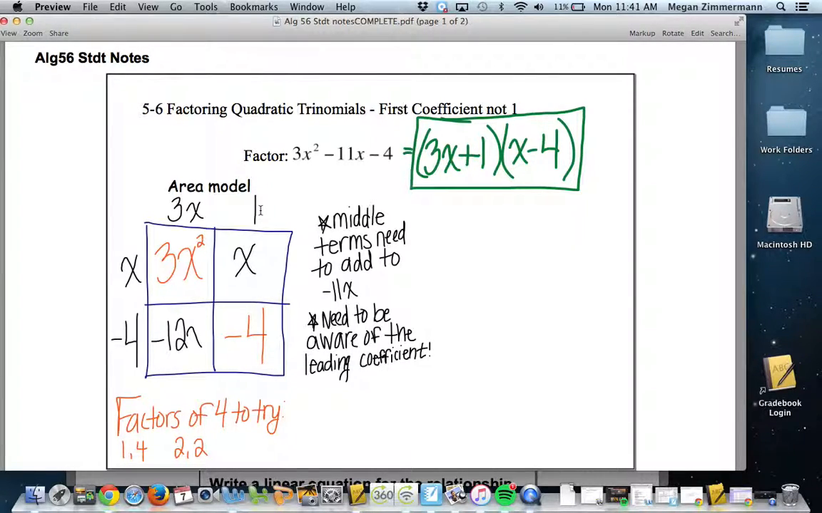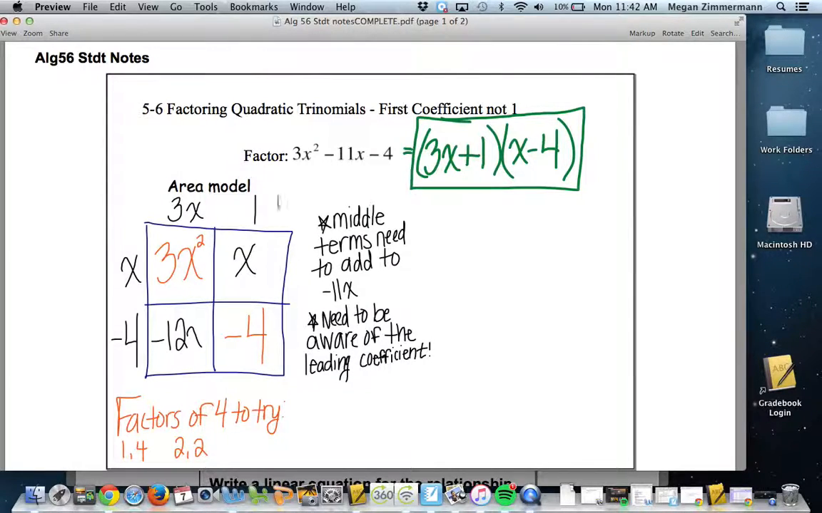So we just have to play around with it a little bit. So factors of 4 to try, because this number times this number has to give us negative 4. We can try 1 and 4 or 2 and 2. And then one of those has to be negative to get to negative 4. So as you can see, the only option that works is negative 4 and 1. Because if we do x times 1, we get 1x. Negative 4 times 3x gives us negative 12x. So when we add that up, we get our middle term of negative 11x. So therefore, how to factor 3x squared minus 11x minus 4? You have 3x plus 1 times x minus 4. So there's our final answer right there.